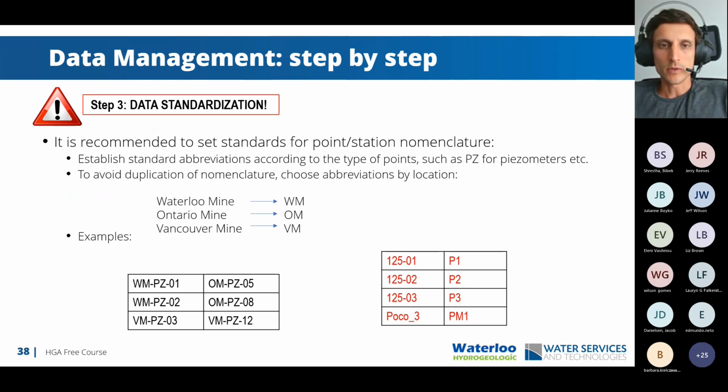So it's a lot different from this table here. Like P1, we have no idea what kind of point it is and in which location it is. 12501, like this code here, when I look at it, I have no idea where it is located or what kind of point it is. So it's much easier to work with this. So it's something that we recommend people.